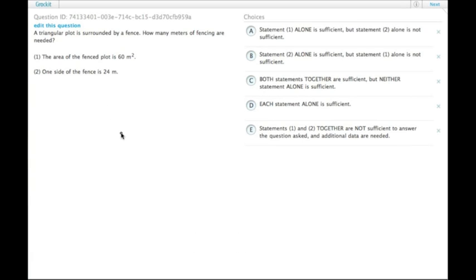So we have a triangular plot surrounded by a fence. How many meters of fencing are needed? This is a question about perimeter. So the perimeter of a triangle is simply the sum of its three sides.